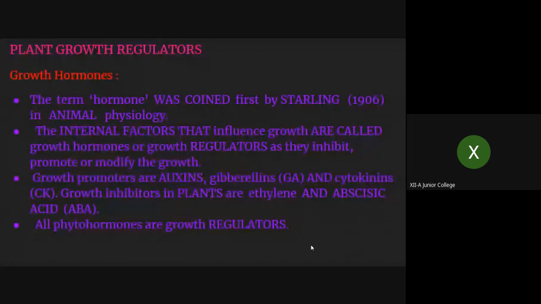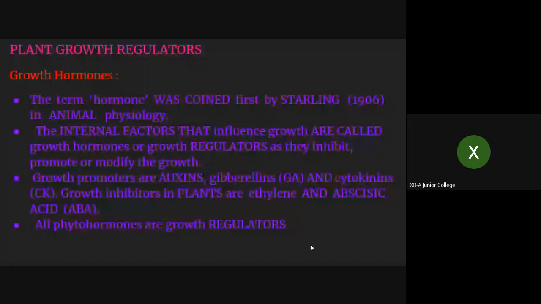They're also called growth hormones. Hormones, you know the word hormone. We have used it in biotechnology, human hormones being the commonly used ones. Like that, in case of plants also, hormones play the same type of role. For the proper growth of the plants, these hormones play a very important role. The term hormone was coined for the first time by Starling in animal physiology.